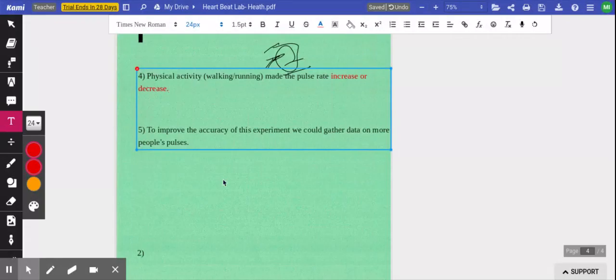How you would increase it is you could gather more data on more people's pulses. So if you interviewed 400,000 people around the world about their pulse rate and they did this activity, the data would be much, much better. It'd be much more accurate. So that's just more people equals better data, better experiment.